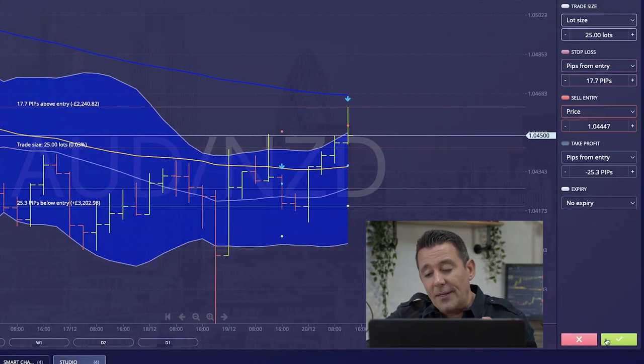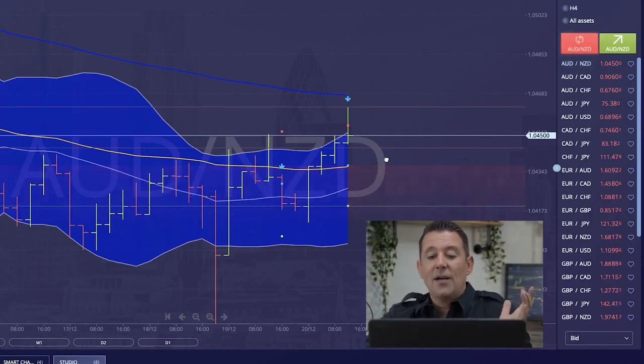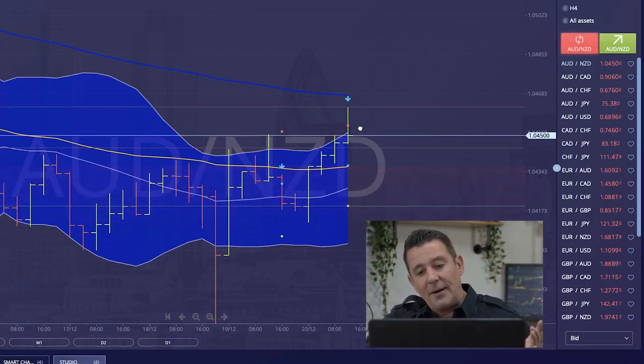I then hit the green button to confirm that edit change, and you can now see my entry is here, my profit target is here, and my risk limit is very small.